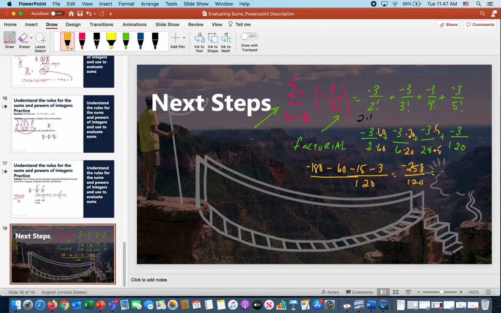I'm going to look to see if I can simplify that. And both of these numbers are divisible by 6. So I get -43 over 20. I can't reduce that one anymore. That's going to be my final answer, -43 over 20. So again, this exclamation point is new for some of you, right? It's not 2, it's just 2 times 1. Here, this is 3 times 2 times 1. This is 4 times 3 times 2 times 1. And then 5 times 4 times 3 times 2 times 1, okay?